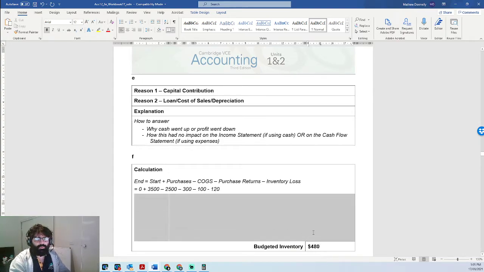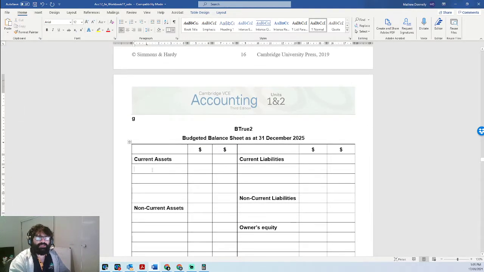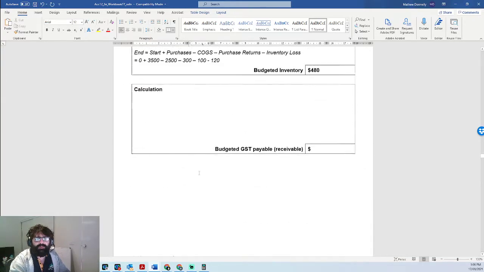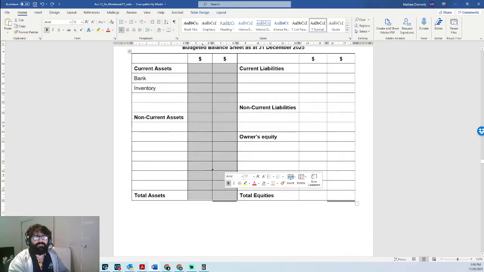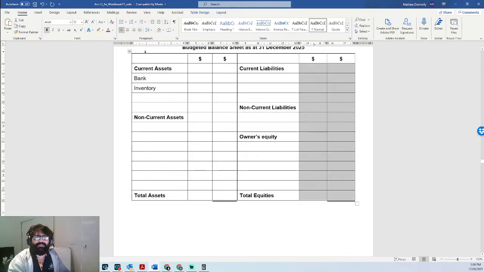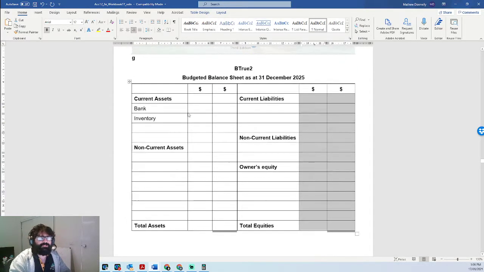480. Woohoo. So if we do our balance sheet, the first thing we're going to put is bank. But the second one I'm going to put is inventory, because I've already got the inventory amount. I already know what it is. Okay. That is the third time that's actually happened to me today. Just that little thing where I drag it up. So we see inventory 480. Boom, it's sorted.